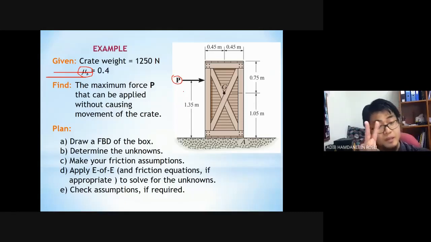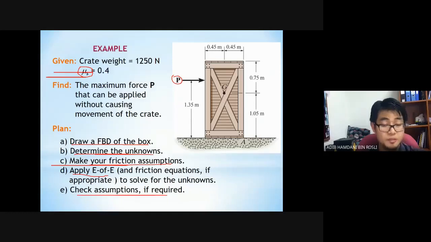Like I said, in this case, there are two impending motions. There are two types of possible impending motions. One is sliding, and one is tipping. And they have different free body diagrams, so you need to evaluate them one by one. We need to make assumptions. So the plan here is first draw the free body diagram of the box and determine the unknowns, and then make your friction assumptions. Then of course you apply the equations of equilibrium, solve the unknowns, and check the assumptions if required.